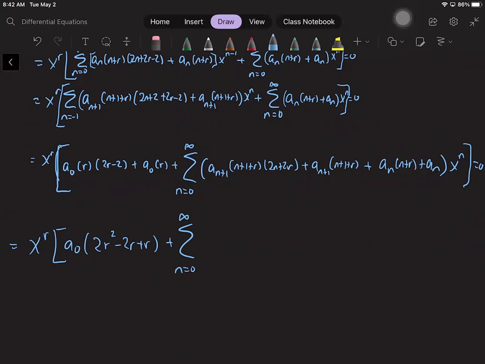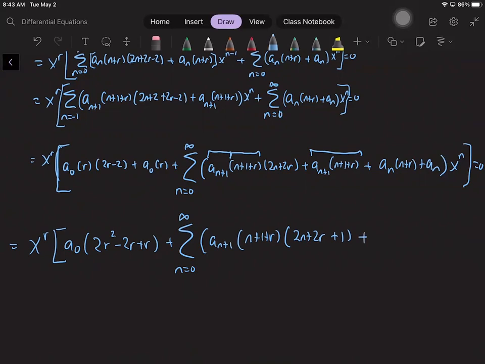And then over here, just like before, I'm going to write my a_{n+1} term out. So I'm going to factor this out from both of those two first terms. So it's going to be a_{n+1} times (n + 1 + r). And then I factored out that from the first term, so all that's left is 2n + 2r. And from the second term, all that's left is a 1. Okay, so that's all for a_{n+1}.